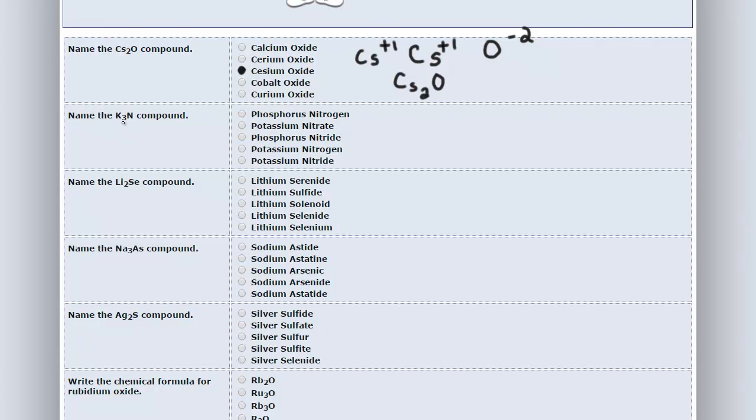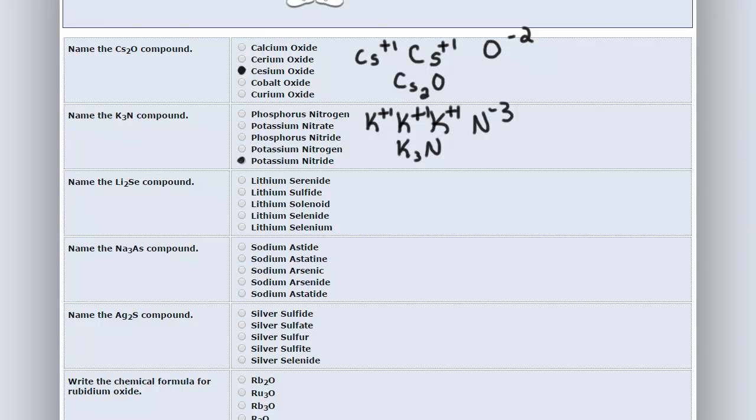Cesium oxide. Name the K3N compound. K is potassium and N is nitride. We have three of the potassiums and one of the nitride ions. So let's write that out. We have potassium and we have three of these ions, and then we have one of the nitride ions. So our math equation is going to be +1 + 1 + 1 - 3 equals 0. We have K3N, potassium nitride.